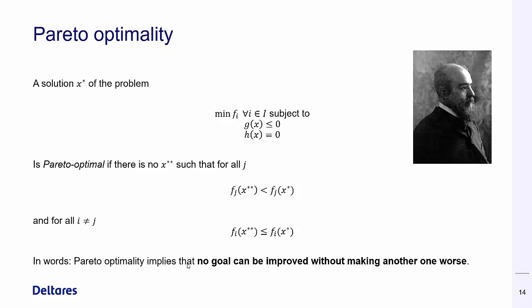Pareto optimality implies that no goal can be improved without making another one worse. So there's no x star star that gives a better solution for the same function term, but also not a better solution for other objective function terms, or other goals.